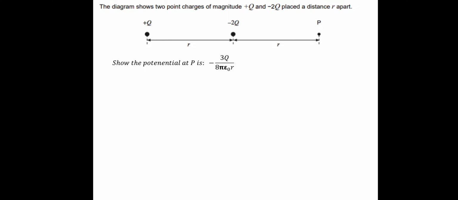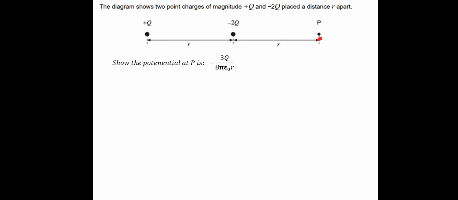So this diagram shows 2-point charges of magnitude plus Q and minus 2Q, placed a distance r apart. And what I would like to do is to attempt to show that the potential at point P, this point, is minus 3Q over 8 pi epsilon naught r. And this is the example that I spoke about earlier, where you can't use K, we have to use the full constant for 1 over 4 pi epsilon naught. So if you want to pause and have a go at this, try and show that, and then I'll take you through the answer.